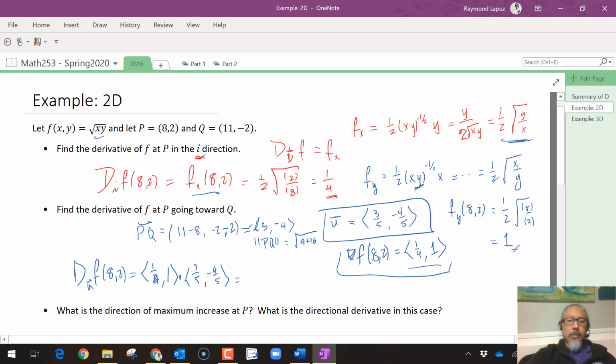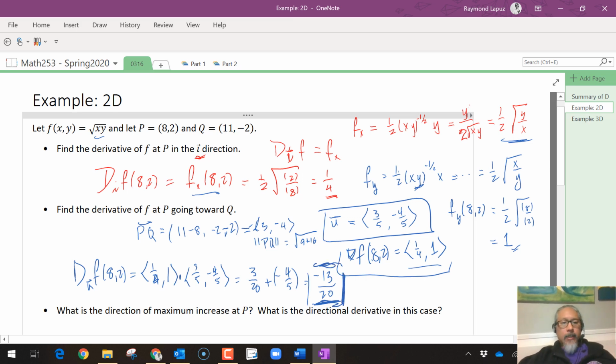Oops, not a vector anymore. 3 over 20 plus, I guess this is a negative 4/5. So I suppose we find common denominators. You get negative 16. Negative 16 plus positive 3 is negative 13. So we got negative 13/20ths. So this is our result. And that's the derivative of f at p going in the direction of u.